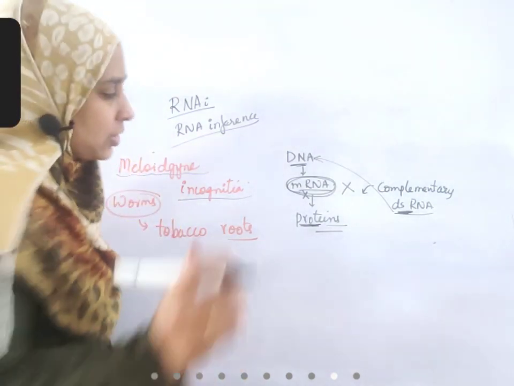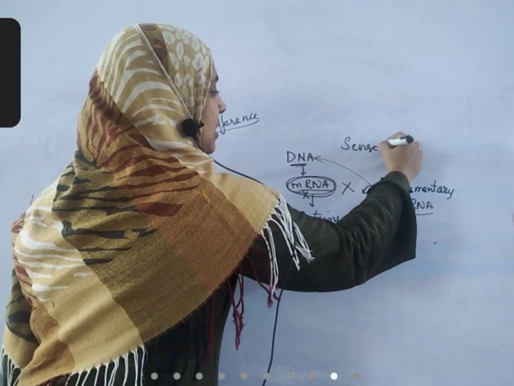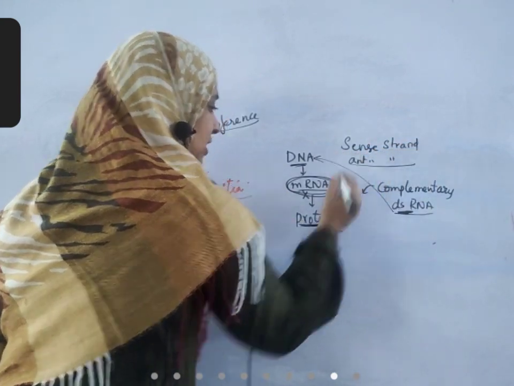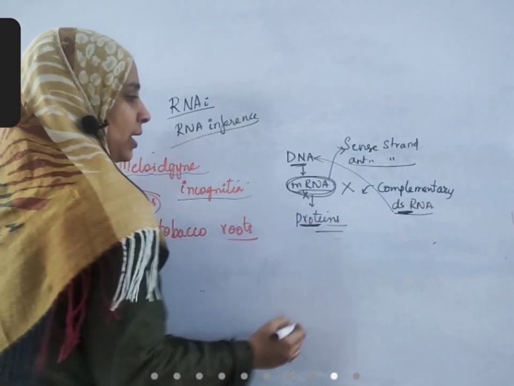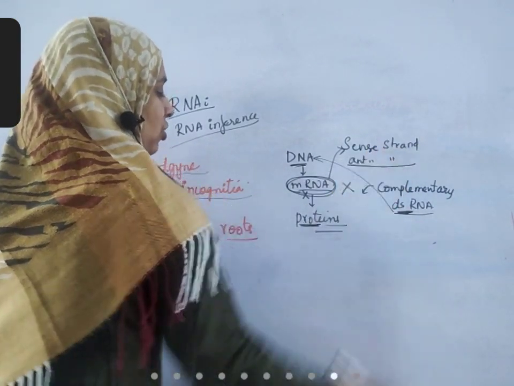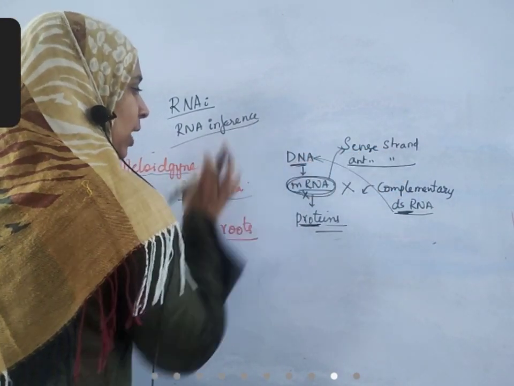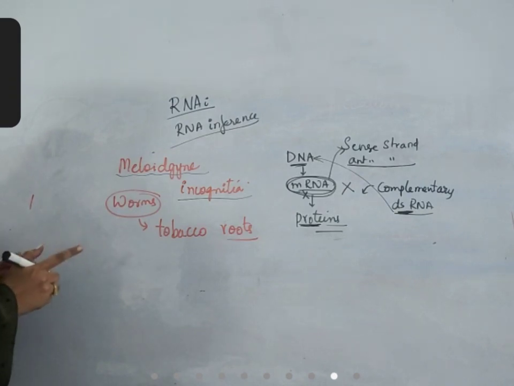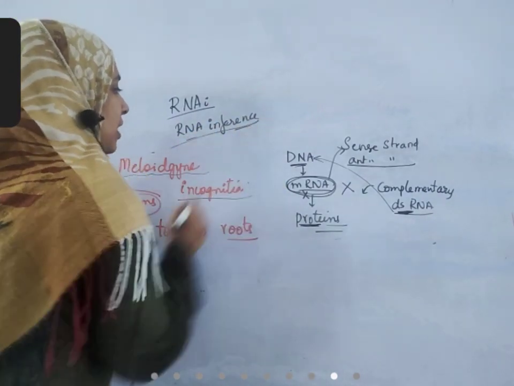Okay, so these two strands are named the sense strand and the anti-sense strand. Both these strands are made complementary to each other. The sense strand is similar to mRNA. The anti-sense strand is complementary to this sense strand. And both these are allowed to bind to each other, and they are introduced into the organism. As a result, this strand will bind to the mRNA molecule. It does not allow the protein synthesis. That is why it is called RNA interference.